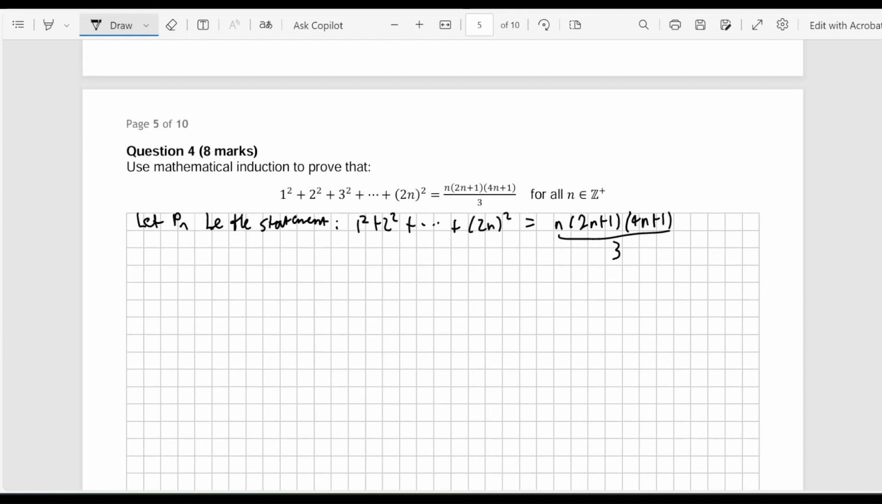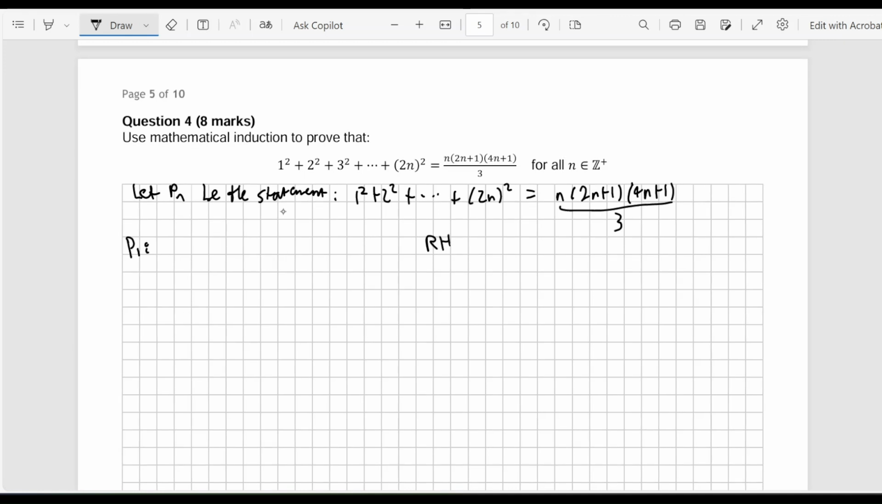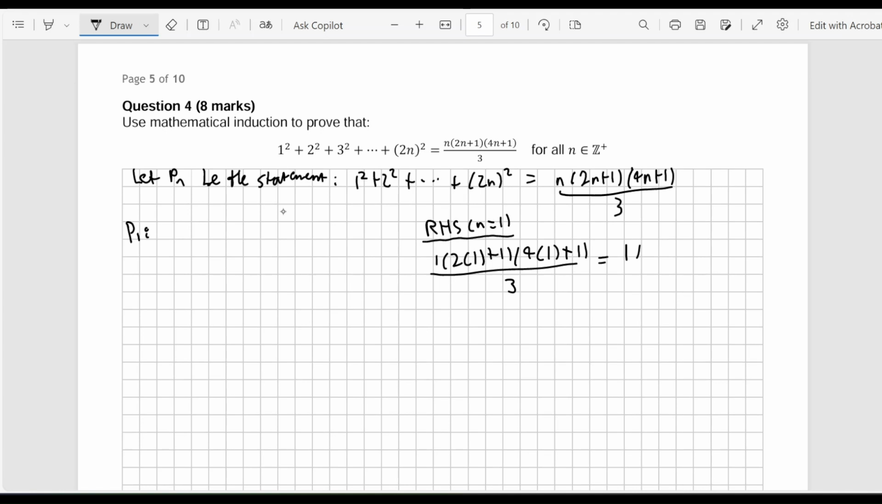Cool. Now, I want to do P(1). We'll do the right-hand side first, just because I want to illustrate something. But then there is a very, very common mistake that you can make with this induction. All right, so the right-hand side is going to be 1, and it's 2 times 1 plus 1, and it's 4 times 1 plus 1, all over 3. So that is 1 times 3 times 5, all over 3. So in other words, that is 5.